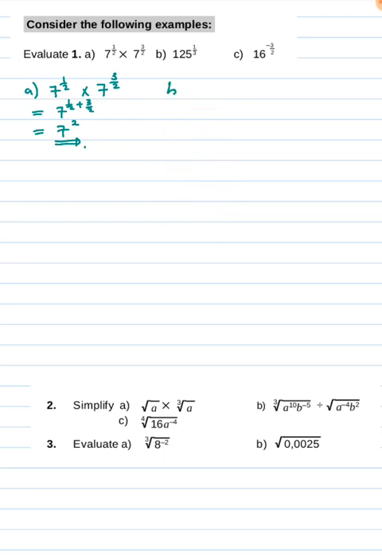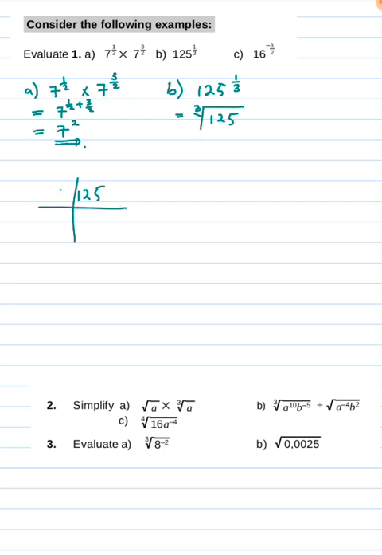And then to end up on B, we have the answer 125 to the power of 1 over 3. So it becomes the cube root of 125. What does cube root of 125 mean? It means a number multiplied by itself 3 times to get 125. In my side working we have 125, and we divide by prime factors.